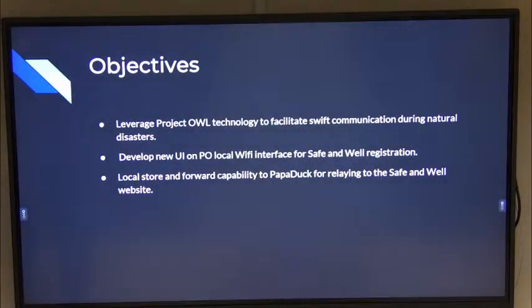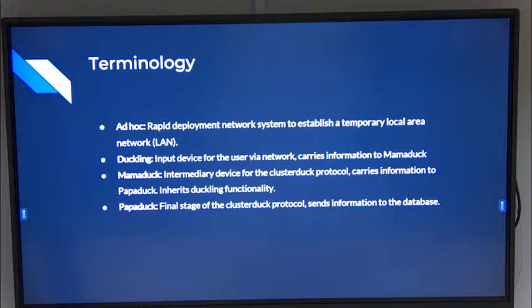The objective of this research project is to leverage the Project Owl technology to facilitate swift communications during natural disasters. It is also to develop a new user interface for the local Wi-Fi interface for the Safe and Well registration, and also to have a local store and forward capability for the Papa Duck for relaying the Safe and Well website. My companion here, Dennis, will talk about the terminologies.